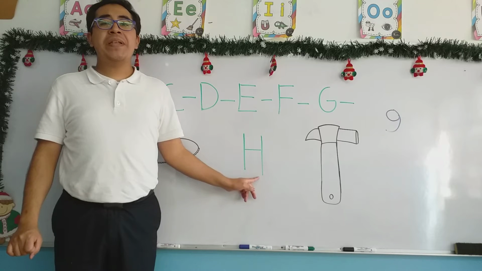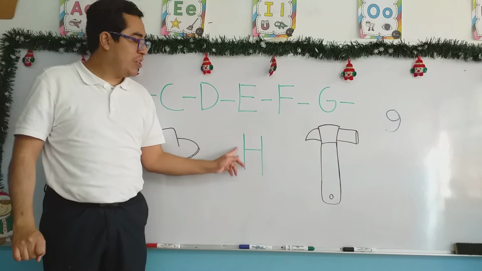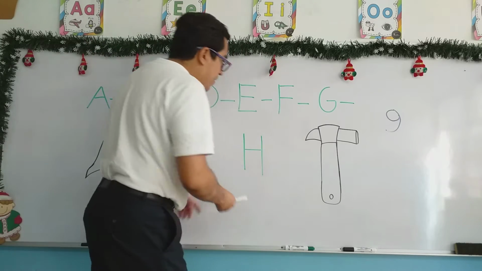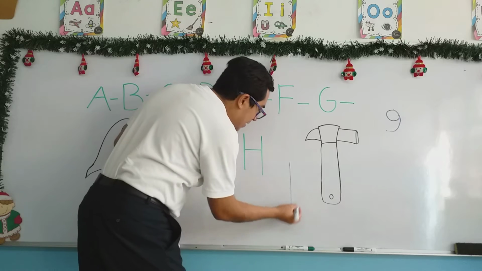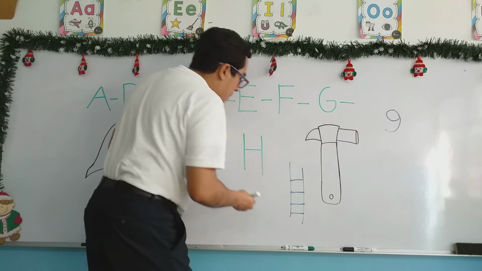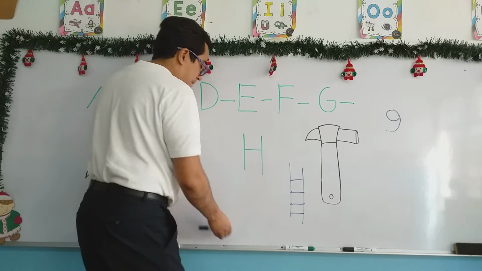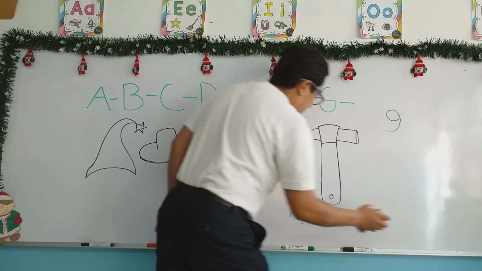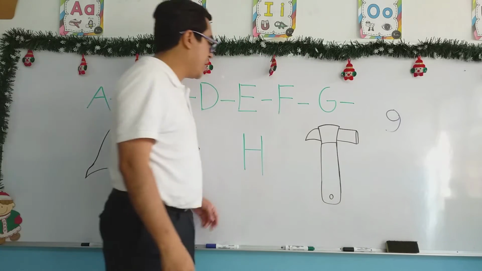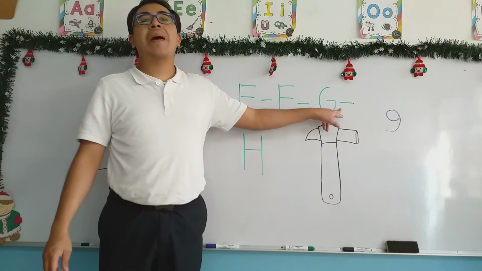Okay? Capital H, as you can see here, okay, looks like a ladder. Now, a ladder in Spanish, escalera. La H mayúscula, capital H, parece una escalera. Very good. Now, we can join it after capital G.